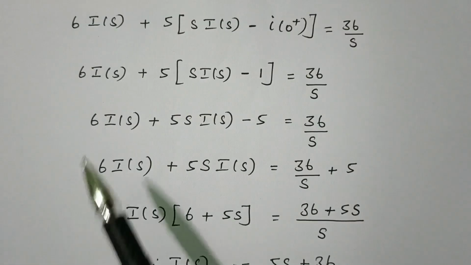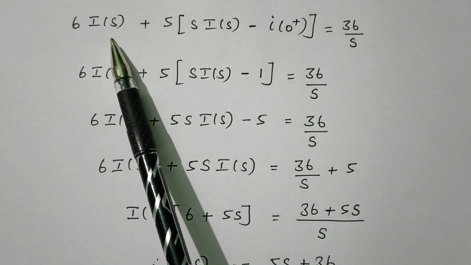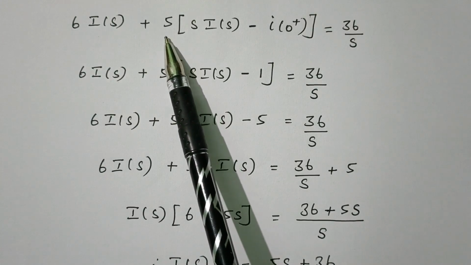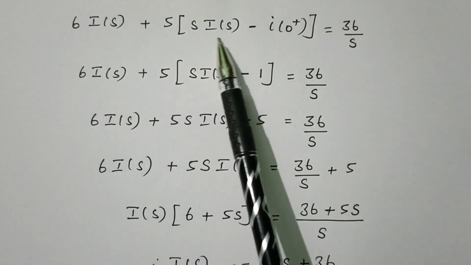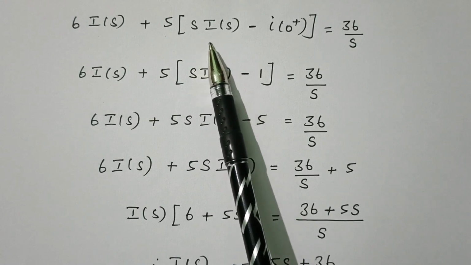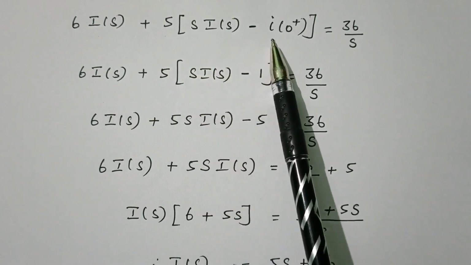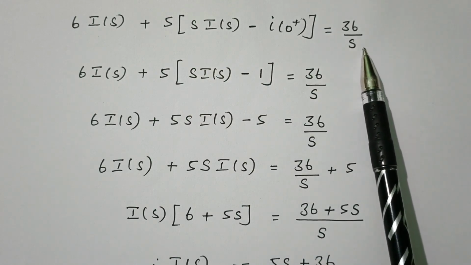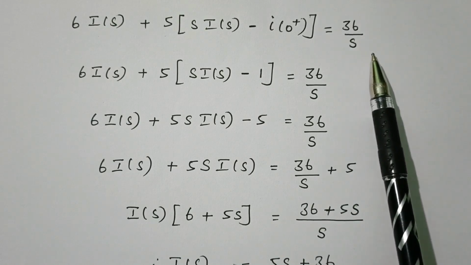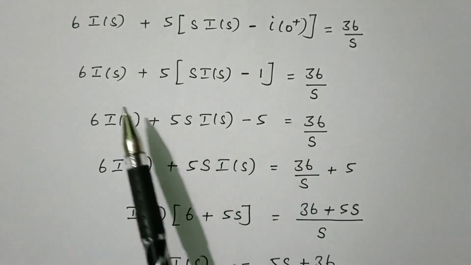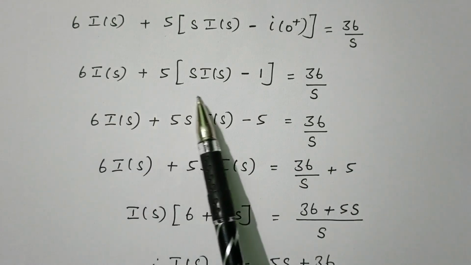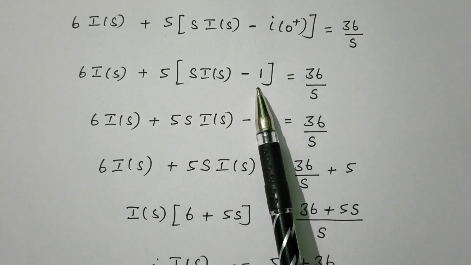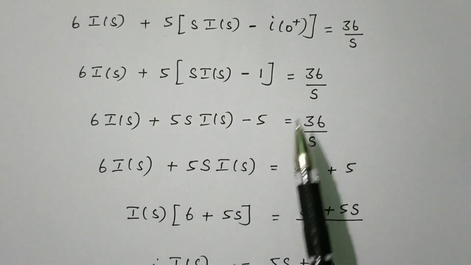While taking the Laplace transform, 6I is converted into 6 into I of s. 5 di by dt is converted as 5 into s into I of s minus the initial current I of 0 plus, and that is equal to 36 divided by s. The Laplace transform of a constant, 36, is 36 divided by s, since the Laplace of a constant is 1 by s. The initial current is given as 1 in the problem itself.